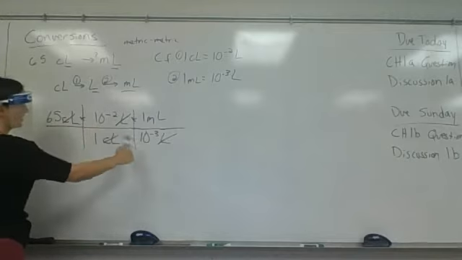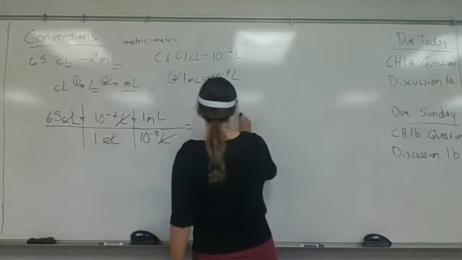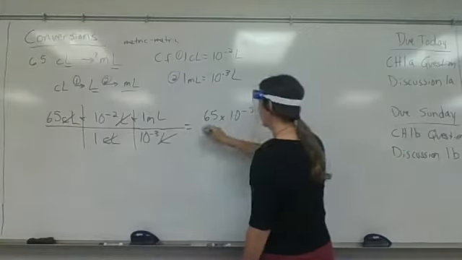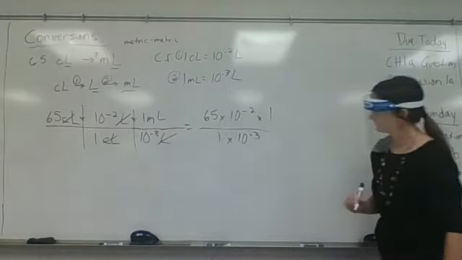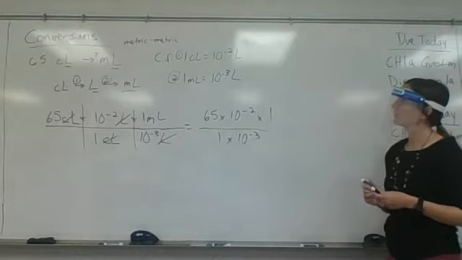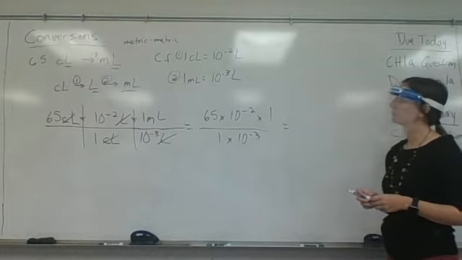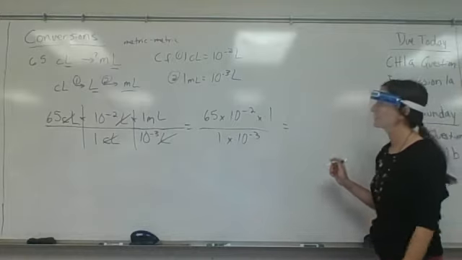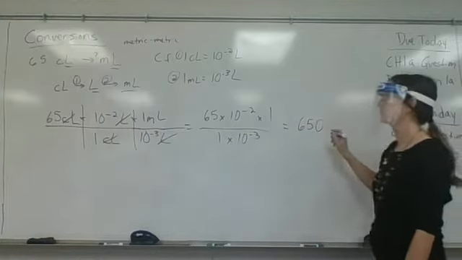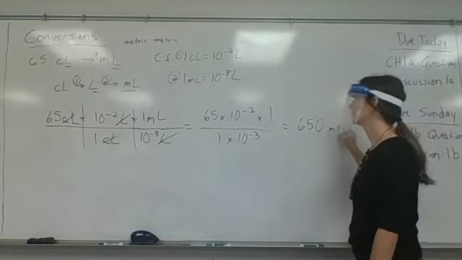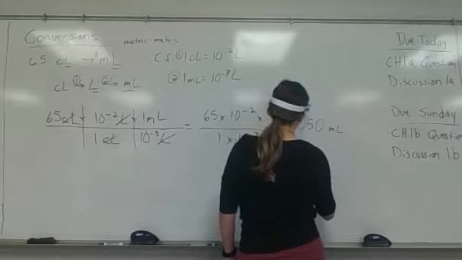Remember, multiply as you go across, and then divide by what's on the bottom. So I get 65 times 10 to the negative 2 times 1. On the bottom, I get 1 times 10 to the negative third. Get 650. And it depends on your calculator. It might put it in scientific notation.